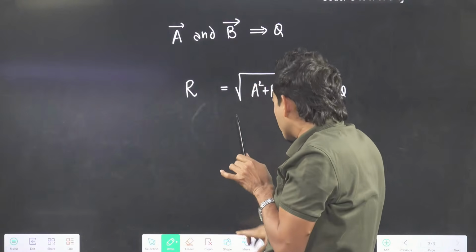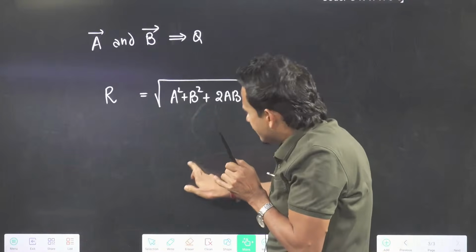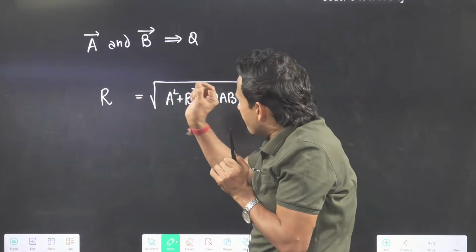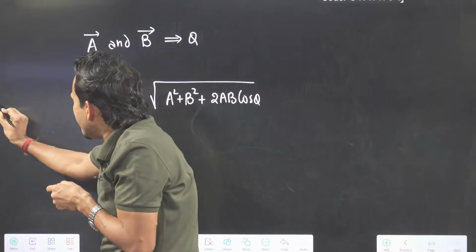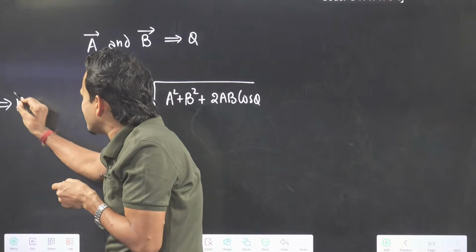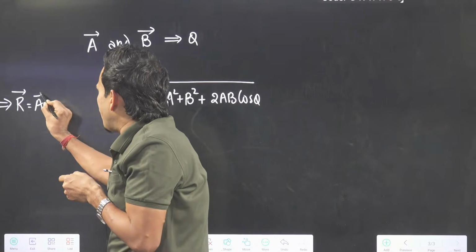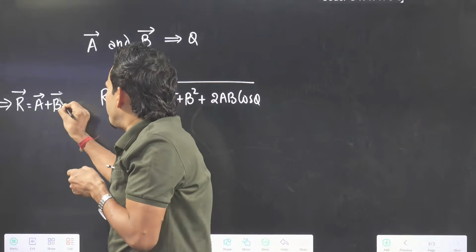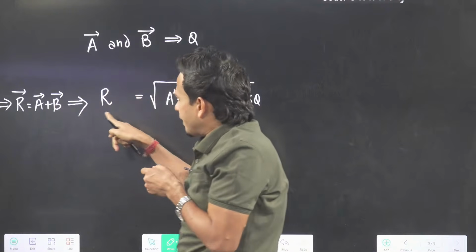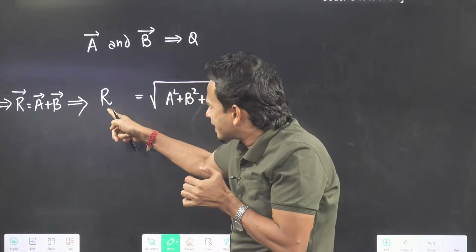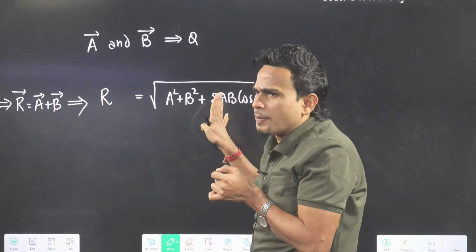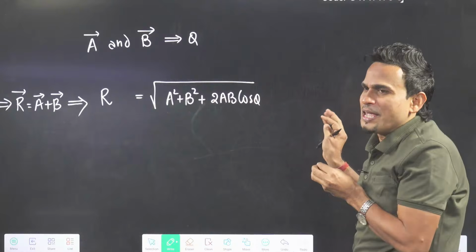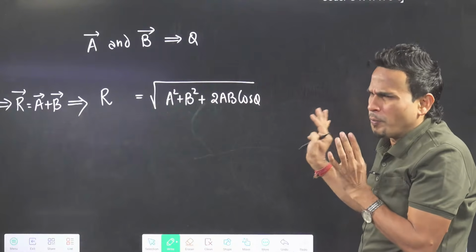You know the derivation or you don't know the derivation, this is what we have to keep in mind. The magnitude of the resultant of addition of A bar plus B bar. Here I am writing R bar is equal to A bar plus B bar. Then the magnitude of R bar, which is R, will be under root of A square plus B square plus 2AB cos theta. No problem.